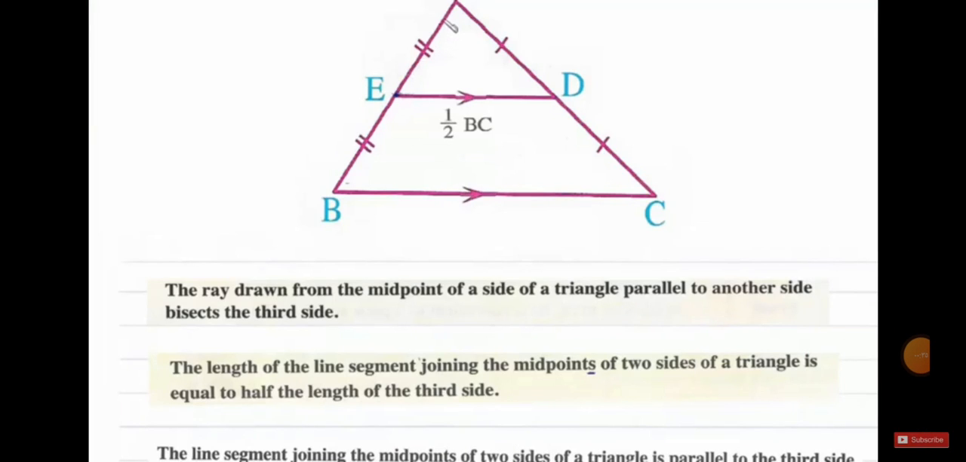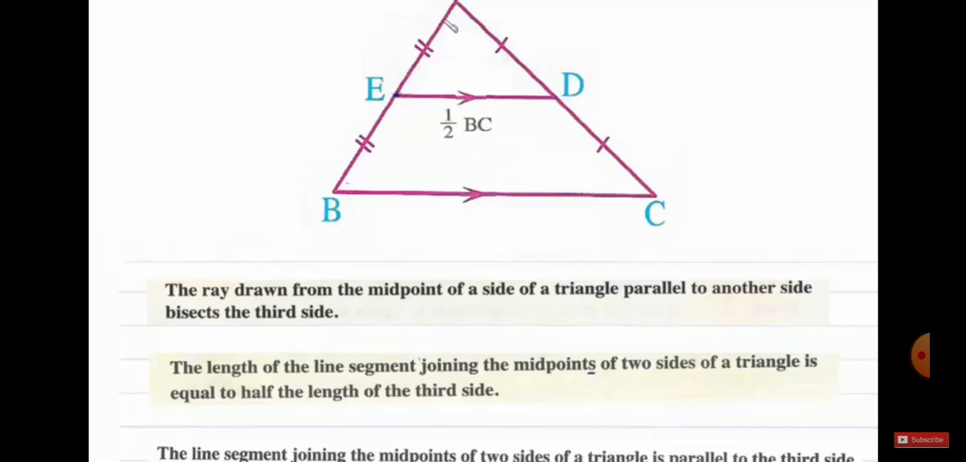As we see, in triangle ABC, E and D are the midpoints of AC and AB. AE equals EB and AD equals DC, and ED is parallel to BC. Then, as we see, the ray drawn from the midpoint of a side of a triangle parallel to another side bisects the third side.